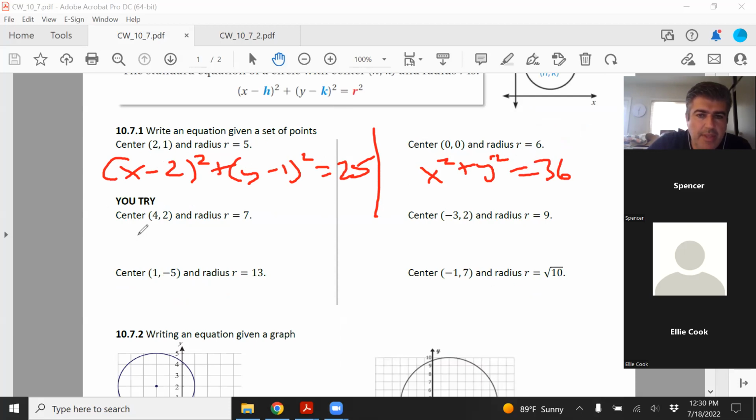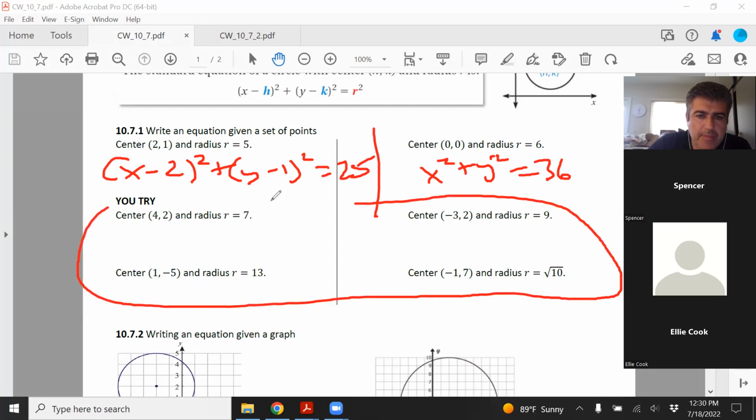So go ahead and try these four here really quickly. I'll give you guys about a minute and then I'll share the answers. Then we'll do some more of the problems down below.